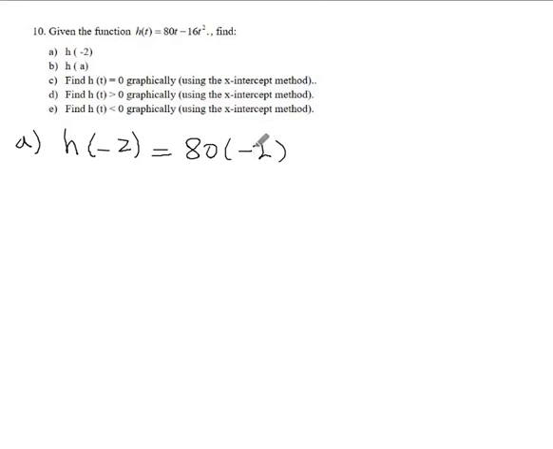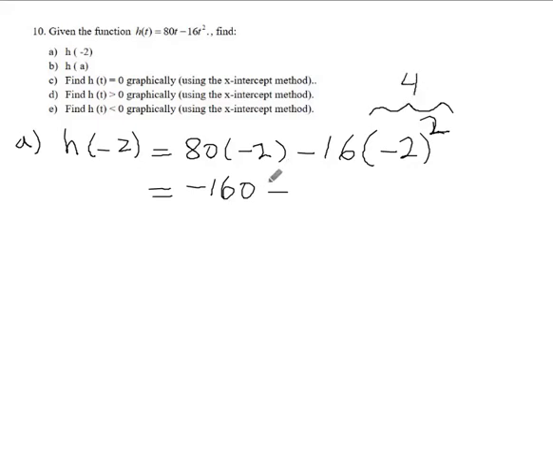Then here we have minus 16 times minus 2 to the power of 2. We need to evaluate that. So 80 times minus 2 gives me minus 160, minus 16 times negative 2 squared, that would be the same as 4. Negative 2 times negative 2 would be equal to 4. Negative 16 times 4 would be 64. So that adds up to minus 224. That's h of minus 2.